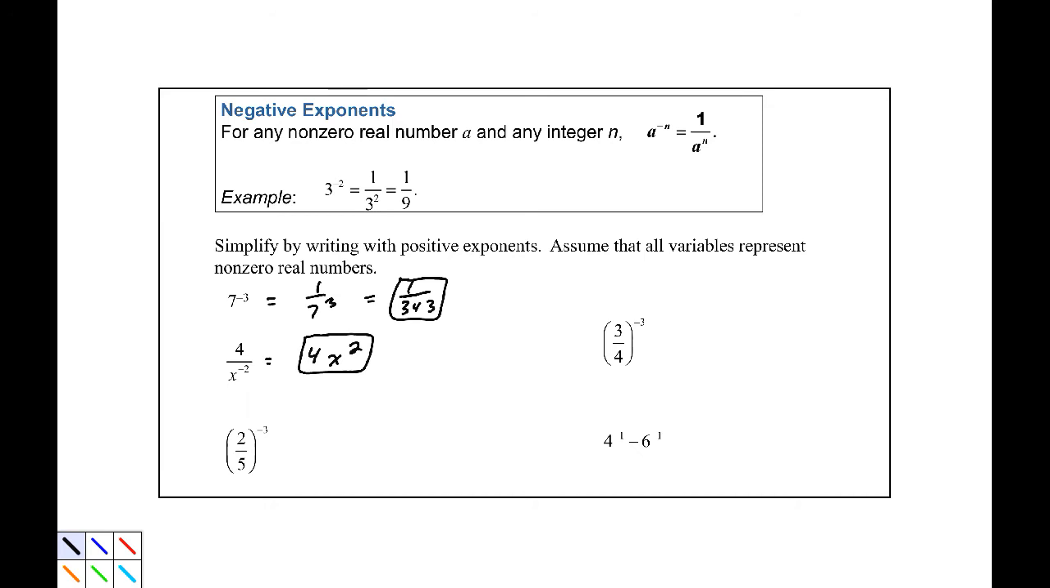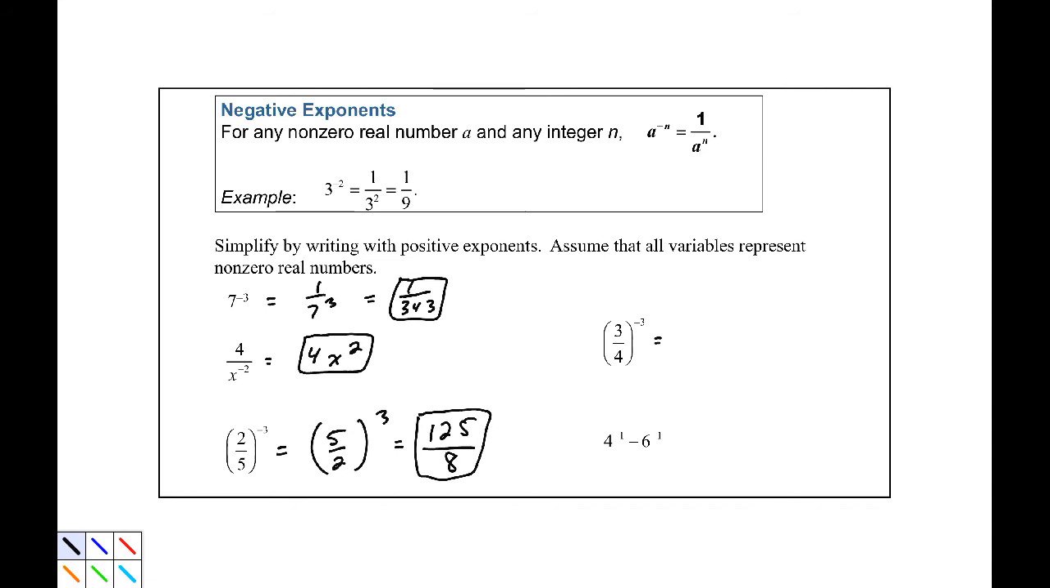Right, so this next one we have is quantity 2/5 raised to the negative third power. Well, that would be the same as taking the reciprocal of that fraction. That would be 5/2 raised to the third power, which we'll see from another property is equal to 5 cubed, which is 125, divided by 2 cubed, which is 8. So 125/8.